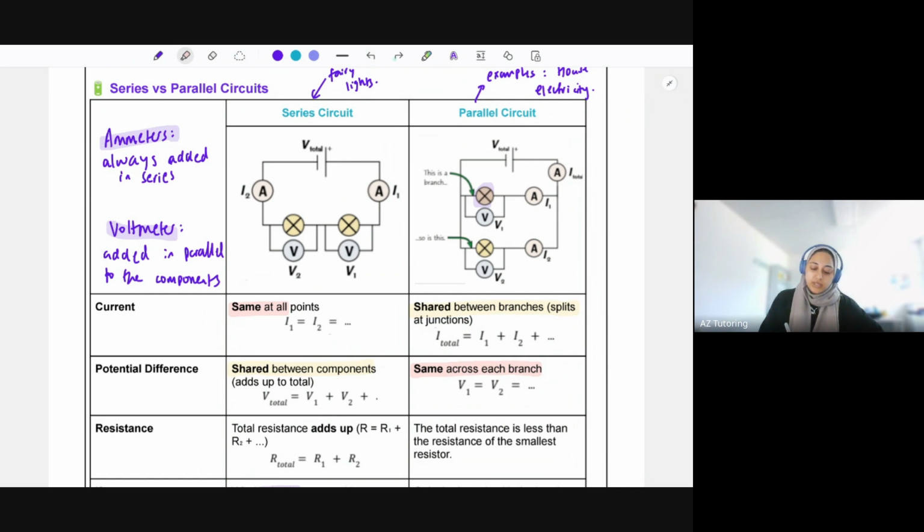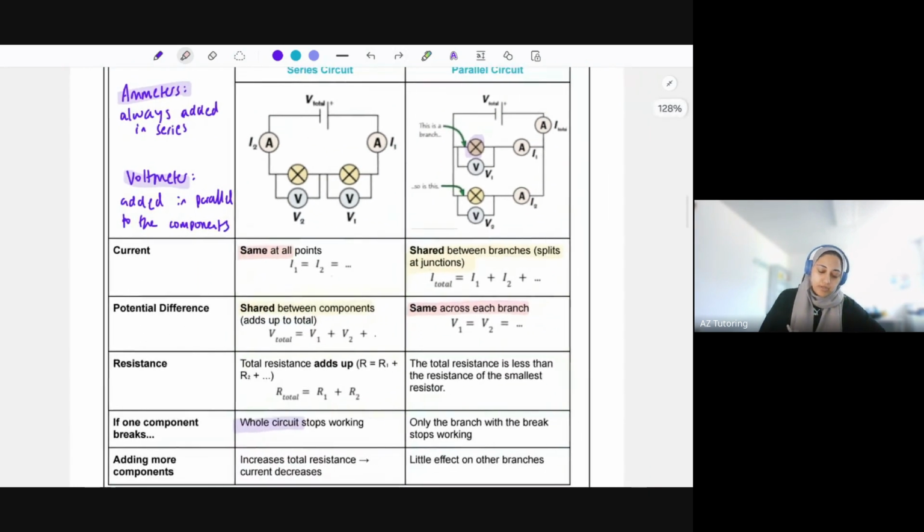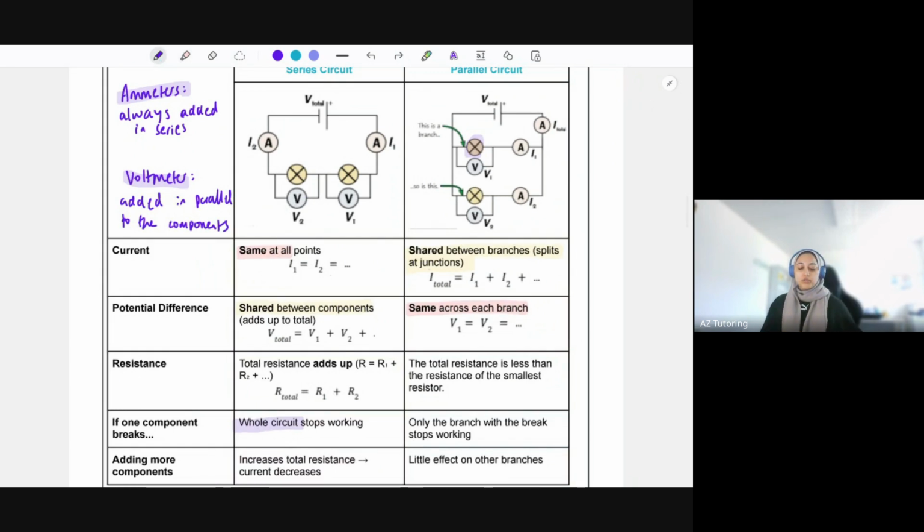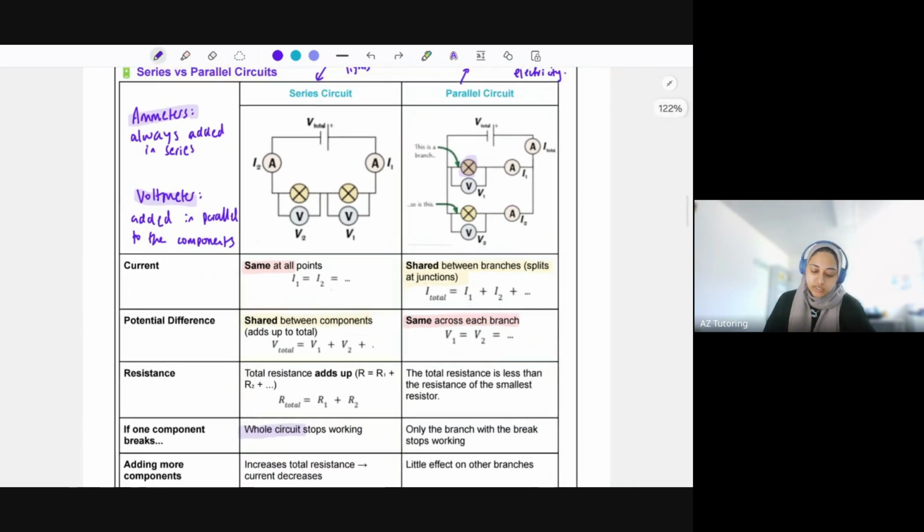Okay, so you can remember that just by thinking opposite, opposite. Okay, let's have a look at the resistance now. So in a series circuit, the total resistance just adds up. So if you've got resistors in, just keep adding them up, then you get the total.